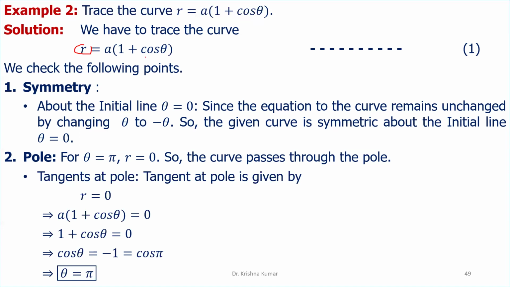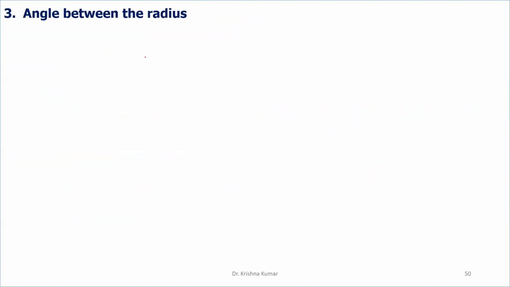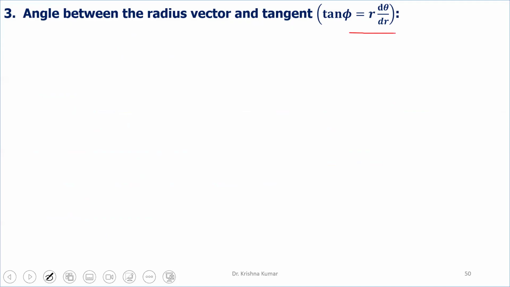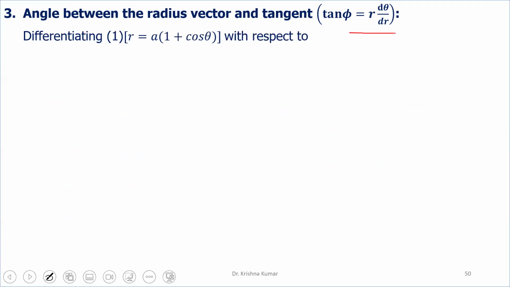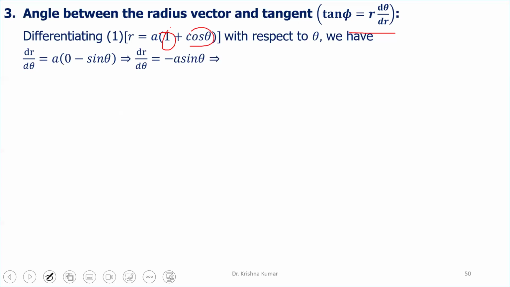Let us go to the next point, which is the angle between the radius vector and the tangent. We want to find the tangent at any particular point of the polar curve. That is given by tan phi equals r d theta by dr. So differentiating r equals a times (1 plus cos theta) with respect to theta, we have dr by d theta equals the derivative of 1, which is 0, and the derivative of cos theta, which is minus sin theta. It means dr by d theta equals minus a sin theta.